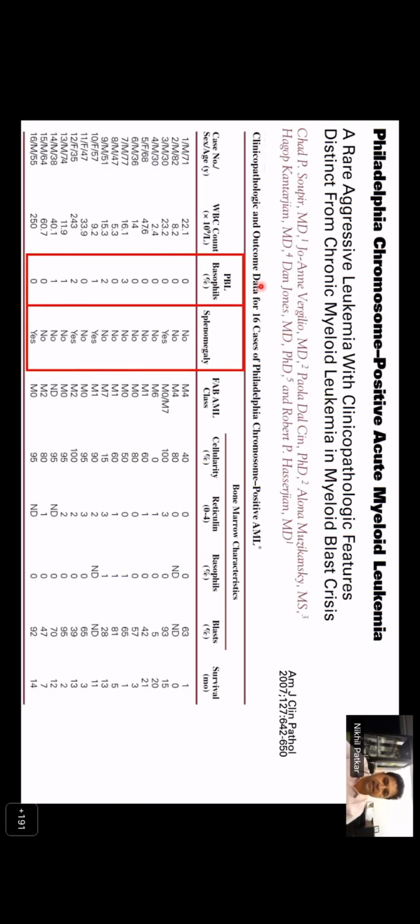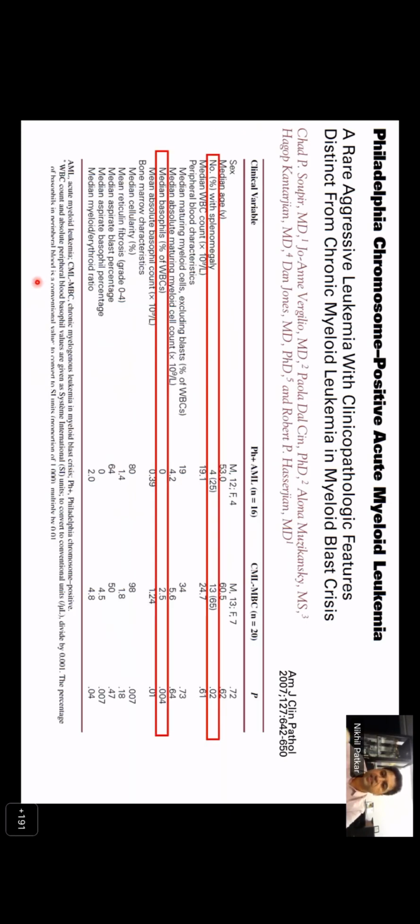All right. So this is the largest series that was published more than 1.5 decades ago by different colleagues. I think this is from Dana-Farber, and what you can see is that this was 16 patients, and virtually 75% of them did not have any splenomegaly, and very few basophils on the peripheral blood. All right, so this is one of the main differences that one sees between CML blast crisis and pH positive AML.